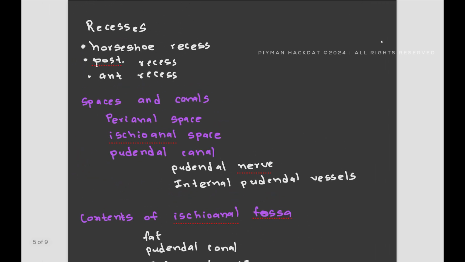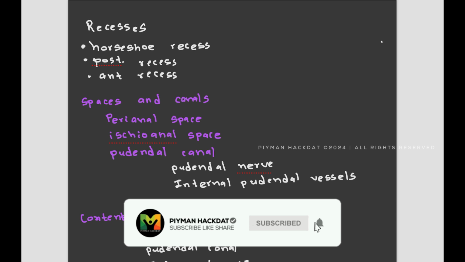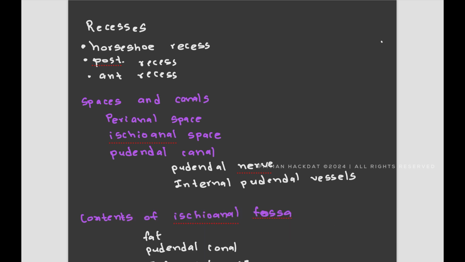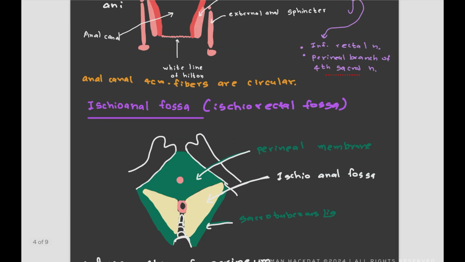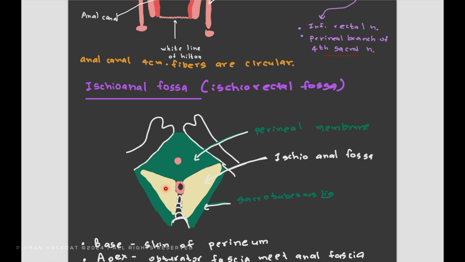And also, you can see in the anal region there are actually 3 recesses. The anterior recess can extend up to the pubic symphysis. The posterior recess extends posteriorly, and the horseshoe recess connects the left and right ischioanal regions, and it conjoins behind the retrosphincter area. So if one part of the ischioanal fossa gets infected, the infection can travel along the horseshoe recess and infect the other part as well.